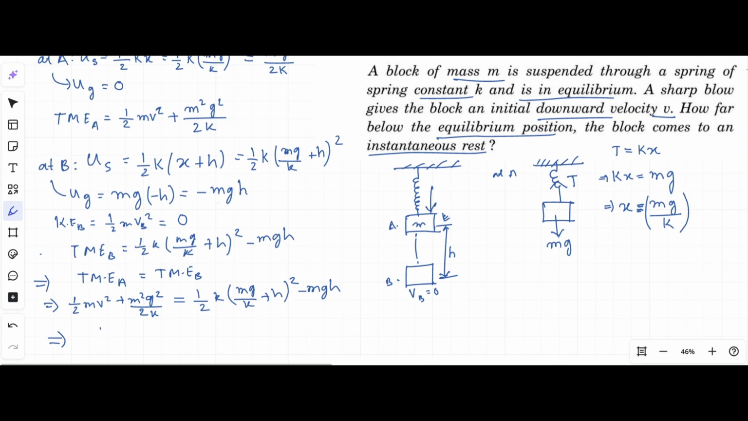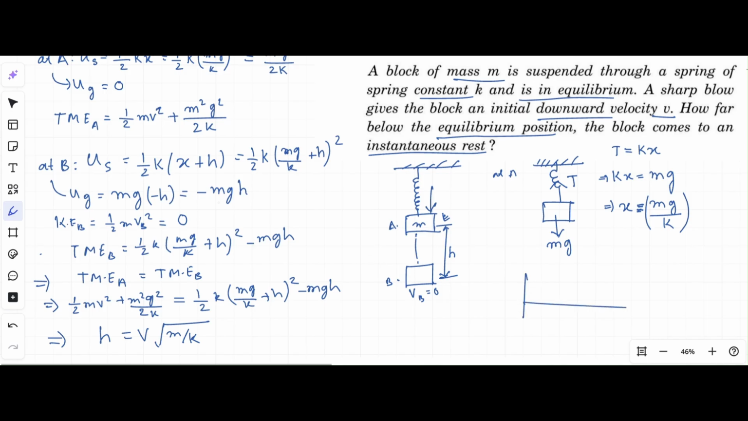The answer will be h equals v under root m by k. So height will be equal to v under root m by k. In the last question also we saw that when the spring was given a horizontal push, in the horizontal direction also, the distance moved was x equals v under root m by k. And here also the distance moved, even in the vertical direction, is v under root m by k.